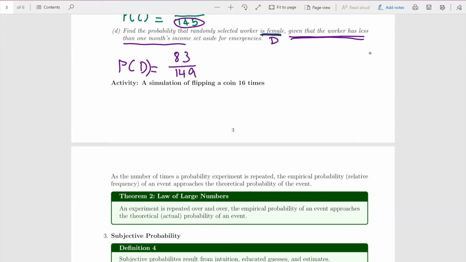Now that we talked about classical probability and empirical probability, maybe we want to explore how they relate to each other and in which way. I will look at an experiment here.